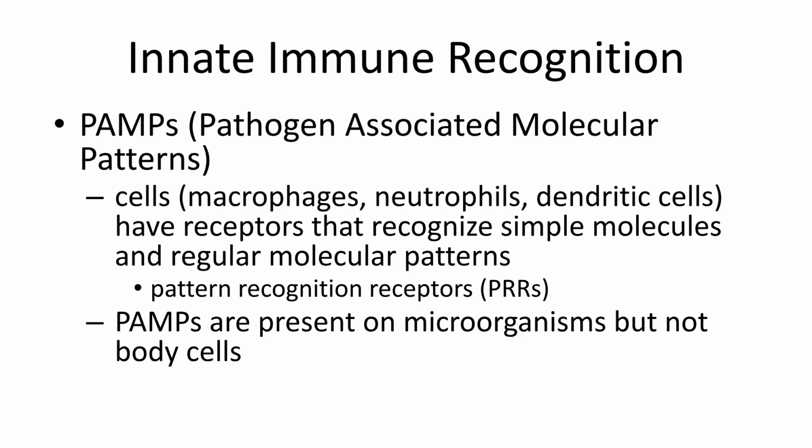Innate immune recognition involves pattern recognition receptors, or PRRs, on cells like macrophages, neutrophils, and dendritic cells. These receptors recognize PAMPs, or pathogen-associated molecular patterns, which are present on microorganisms but not on body cells.